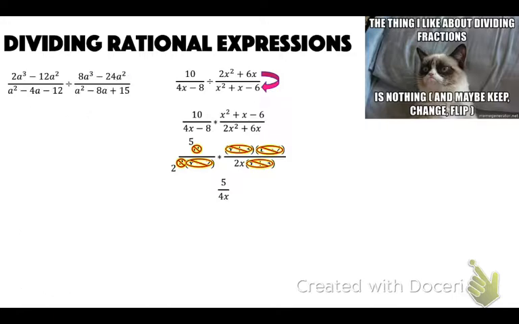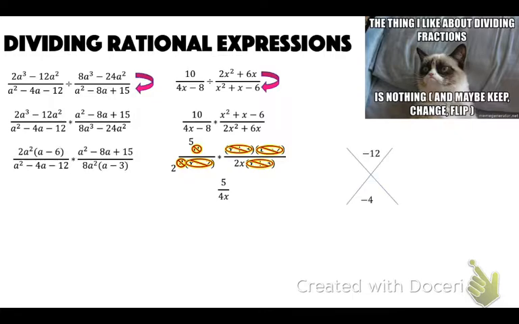Okay, let's do one more. So here I'm going to flip that, and I get 2a cubed minus 12a squared over a squared minus 4a minus 12, then times a squared minus 8a plus 15 over 8a cubed minus 24a squared. Factor out GCFs where I can, so I can factor out a 2a squared on this one. And I'm left with a minus 6. Here I can factor out an 8a squared, so I'm left with a minus 3.